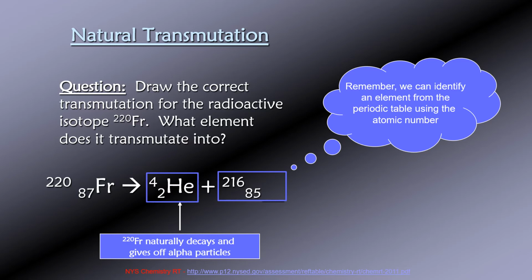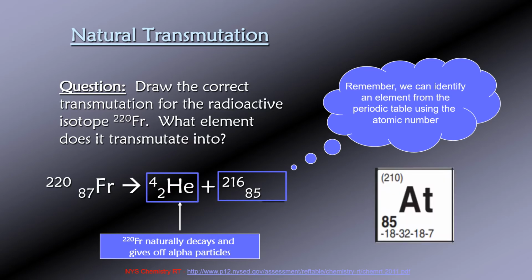So recall from the atomic concept chapter that we use the atomic number to identify an element from the periodic table. So you go to your periodic table, you look for the element with an atomic number of 85, and it turns out to be this element right there. And boom, there you go. That's your answer. Okay.